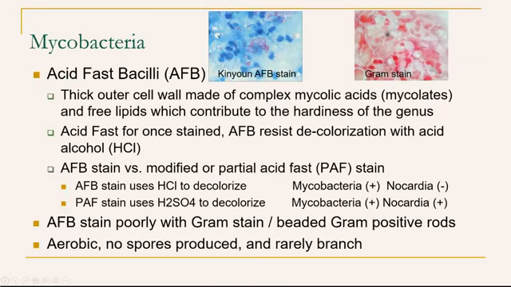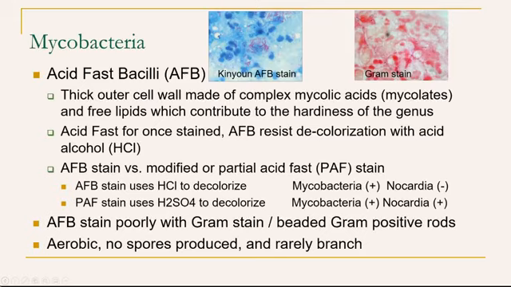What are mycobacteria? Well, they're acid-fast bacilli, or we call them AFB. They have a thick outer cell wall made of complex mycolic acids, also known as mycolates, and free lipids, which contribute to the hardiness of the genus. They're called acid-fast because once they're stained, the AFB will resist decolorization with acid alcohol.